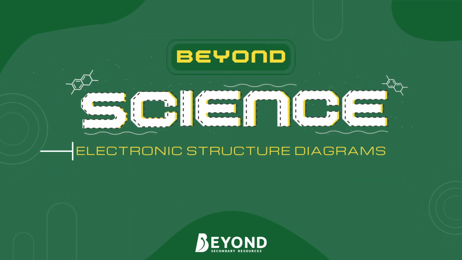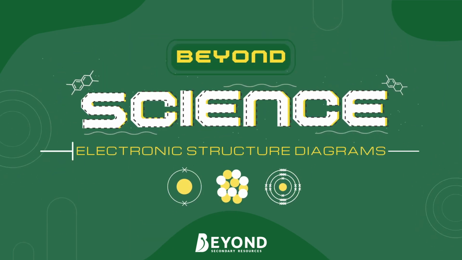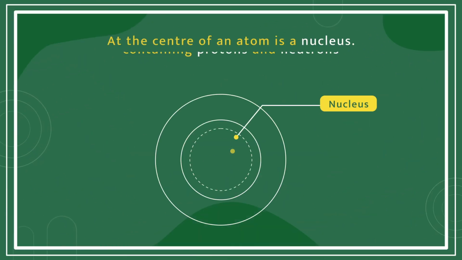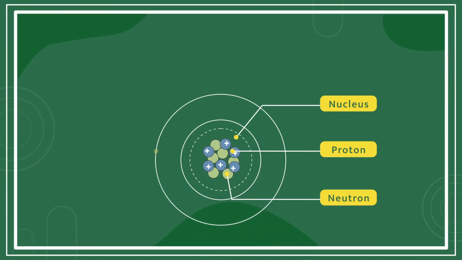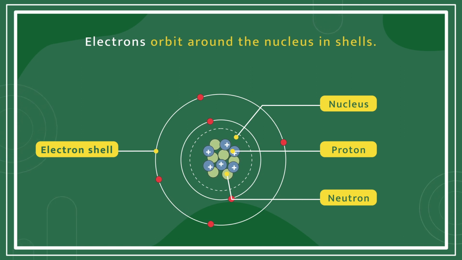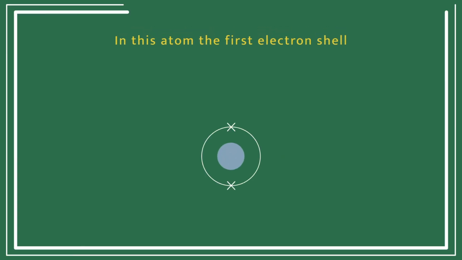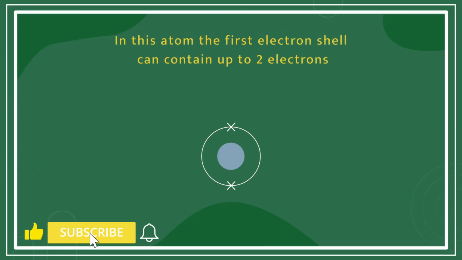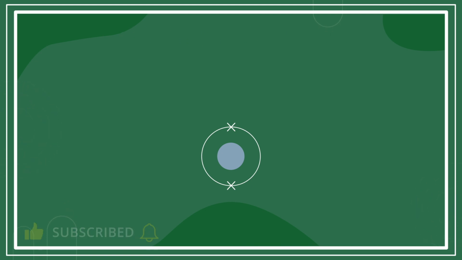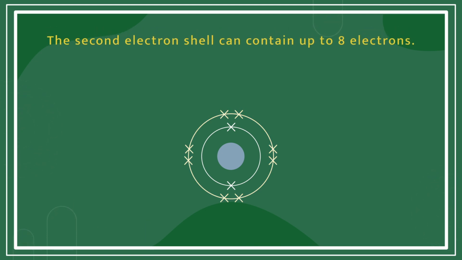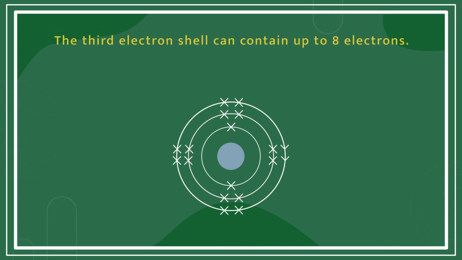Today we're going to be talking about electronic structure diagrams. At the centre of an atom is a nucleus containing protons and neutrons. Electrons orbit around the nucleus in shells. The shell which is closest to the nucleus is known as the first shell. In this atom, the first electron shell can contain up to 2 electrons. The second electron shell can contain up to 8 electrons. The third electron shell can contain up to 8 electrons.